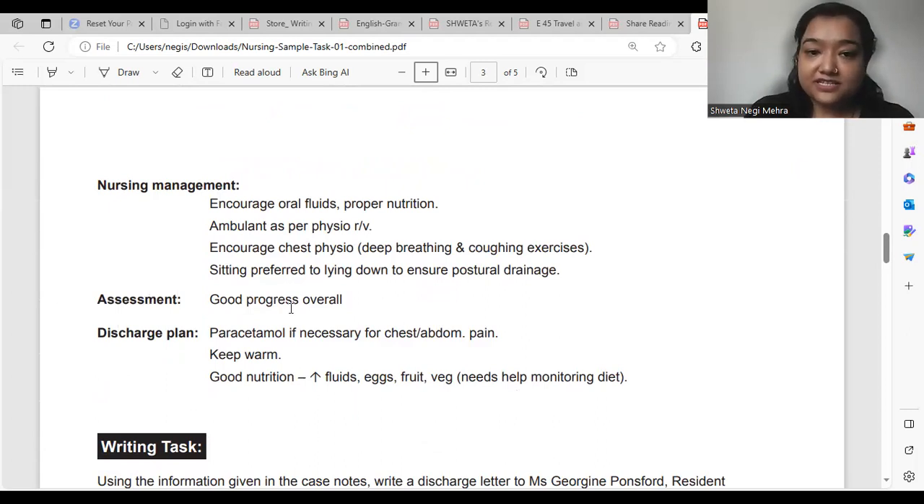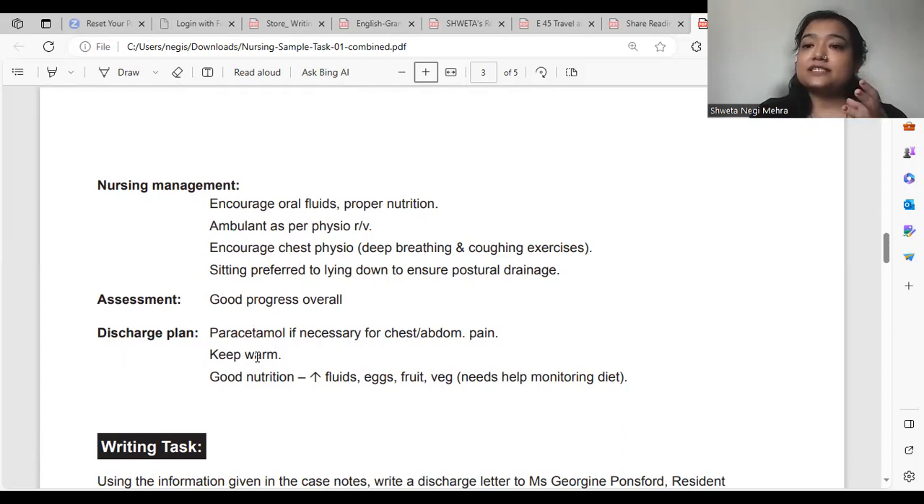So his assessment is he has shown good progress. So that means post admission his recovery is good. I would say that he was admitted there, he was treated there, so post-treatment recovery is very good. He has shown good progress, and that has to be encouraged. One has to encourage chest physio. OK, and this is the discharge plan.